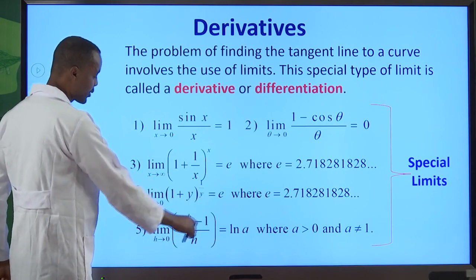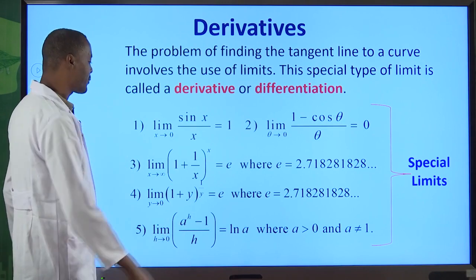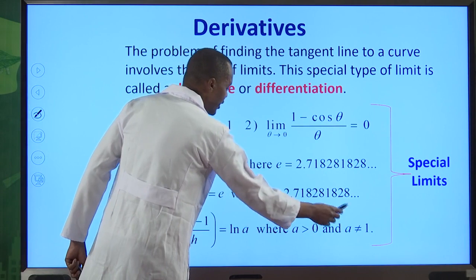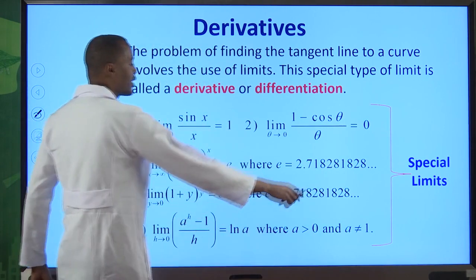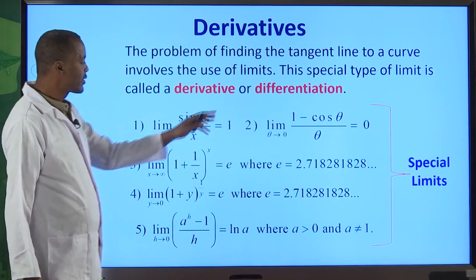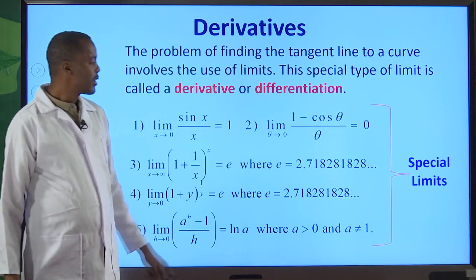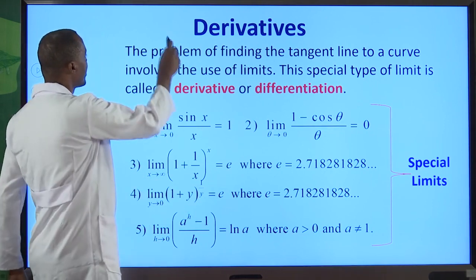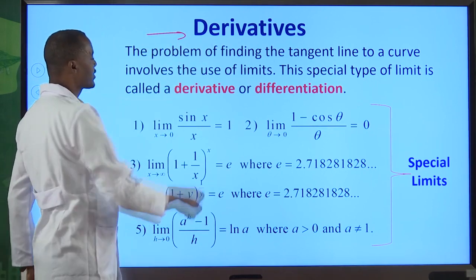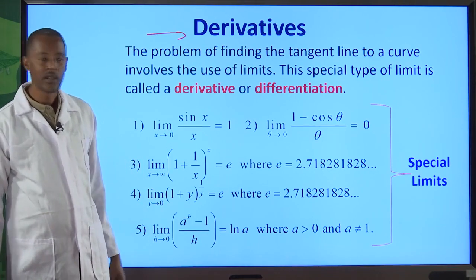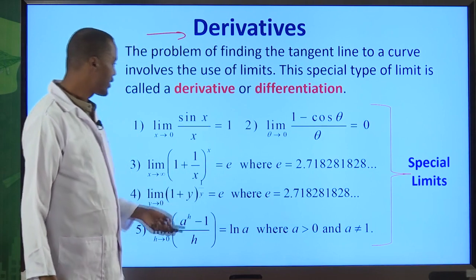as h approaches 0, which is equal to ln of a, with the restriction that a has to be greater than 0 and a is different from 1. And these 5 limits are called special limits. They are called special because they have special advantage for the topic of derivatives, and we will see why they are special and the way they are useful for the development of derivatives.